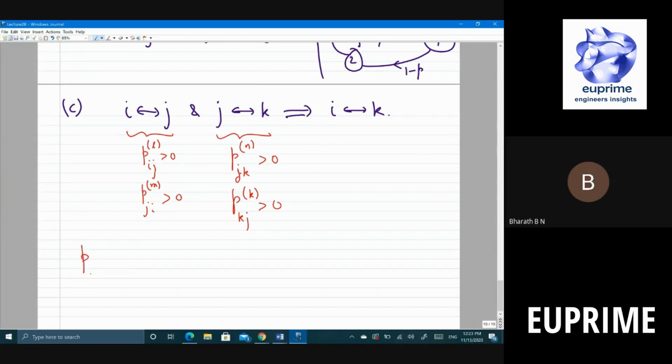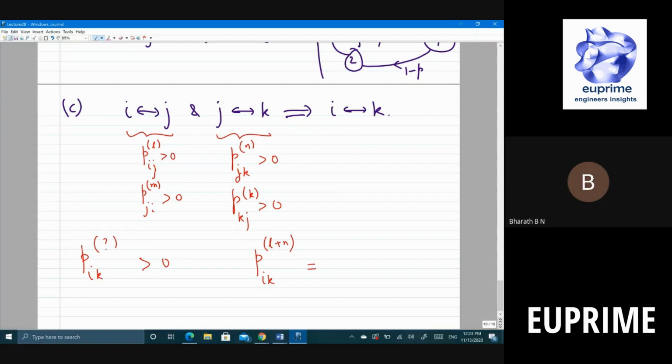So what is it that I have to prove here? First thing that I have to prove is Pik in some step is non-zero, right? I mean, it's greater than 0. So clearly I can go from i to j in L step and j to k in n step. So i to k in L plus n step, at least. Do you agree? Yes, sir. Okay. So that means I can go from i to k in L plus n step.